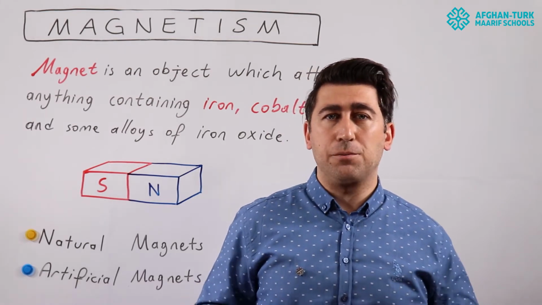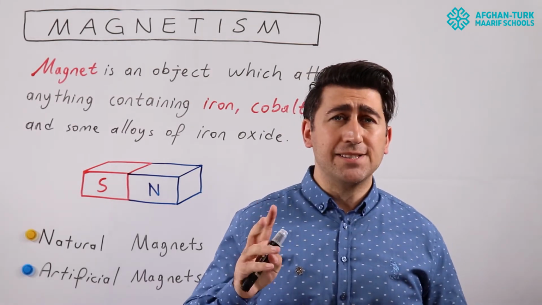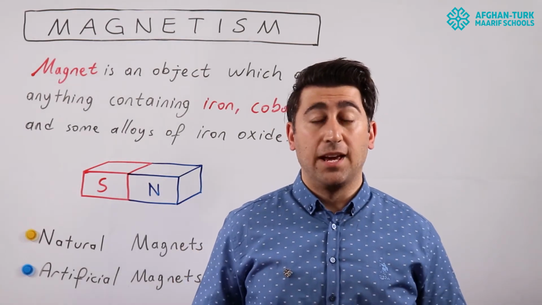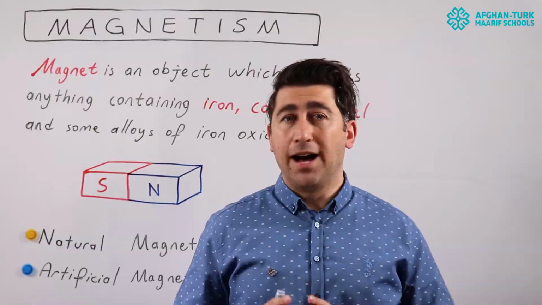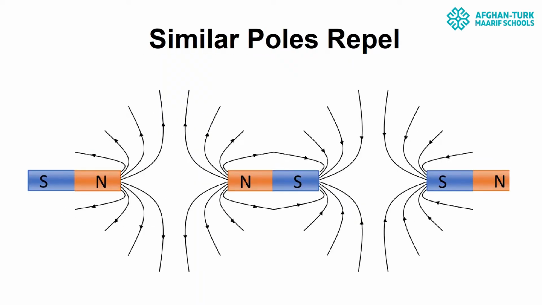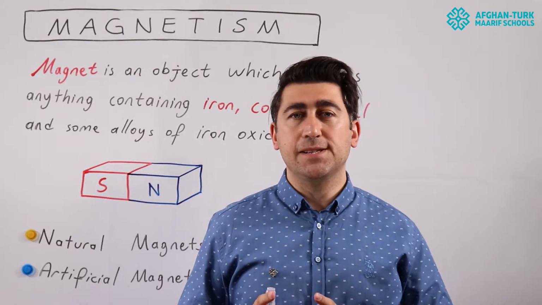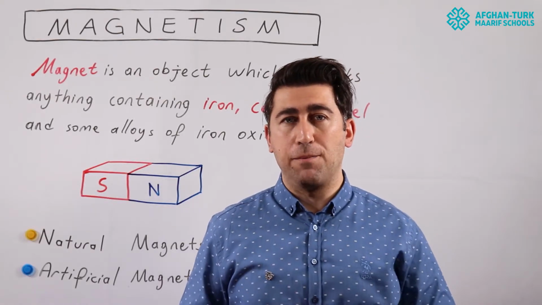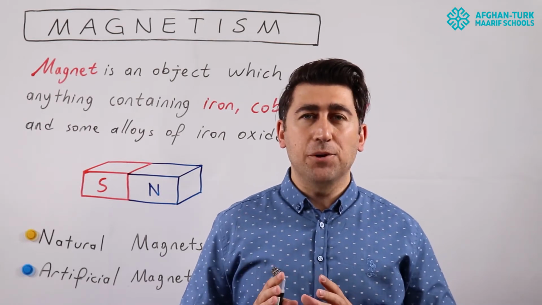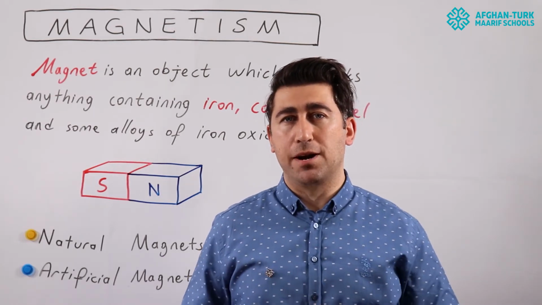Well, the other one is magnetic force. Two magnets can attract or repel each other due to magnetic force. As you can see in the picture, unlike poles attract each other, while similar poles repel each other. Magnetic force is strongest at the poles of a magnet, but it's not limited to the poles. Magnetic forces are exerted all around the magnet.